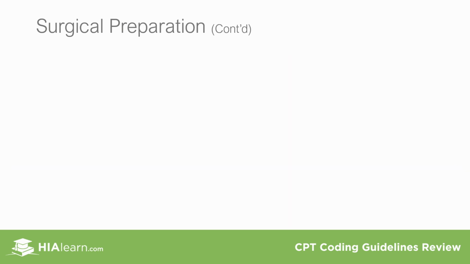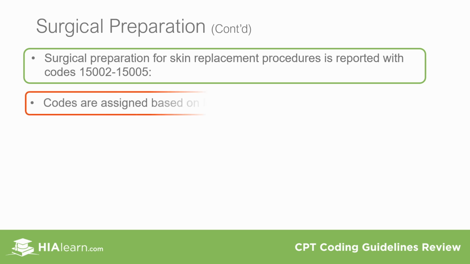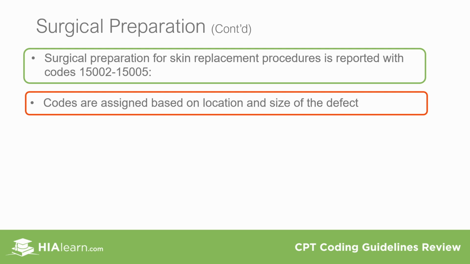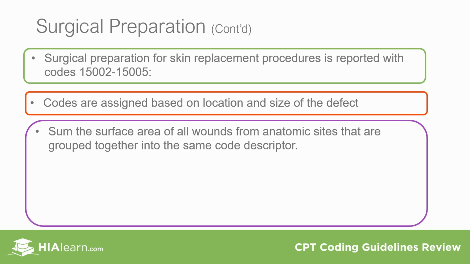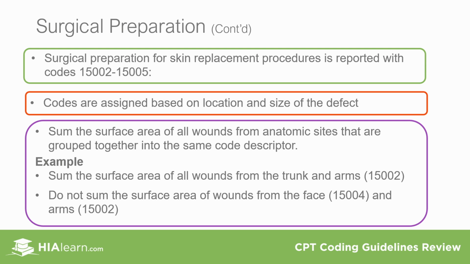Codes 15002 to 15005 report surgical preparation of the recipient site for skin replacement procedures. These codes are assigned based on location and size of the defect. When selecting codes, sum the surface area of all wounds from all anatomic sites grouped together into the same code descriptor, such as the area of wounds of the trunk and arms. Conversely, measurements from different groupings of anatomic sites, such as the face and arms, should not be summed to determine the size of the recipient area.